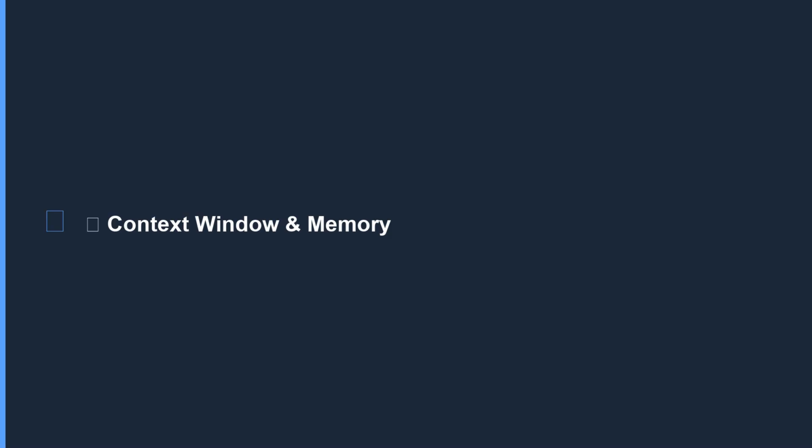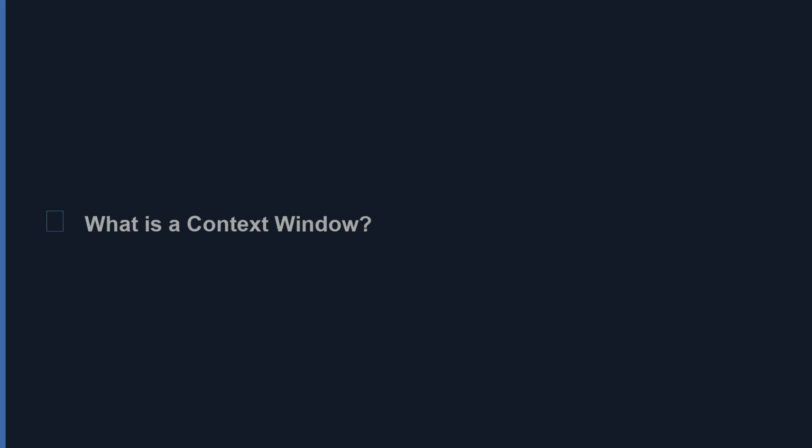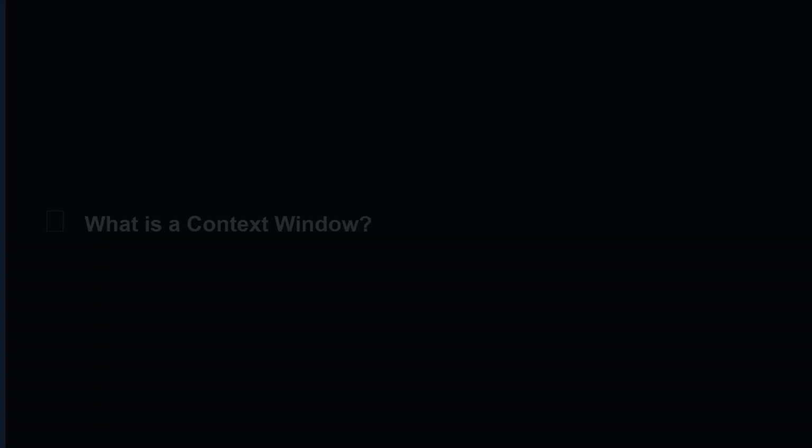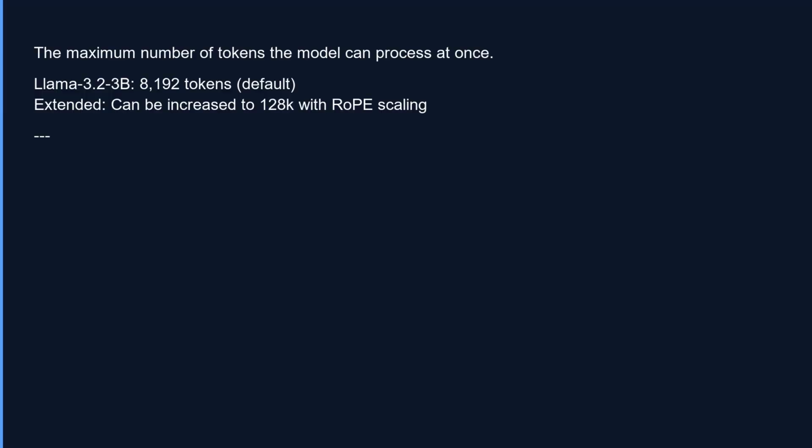Let's now look at context window and memory. What is a context window? The maximum number of tokens the model can process at once. Llama 3.2 3B, 8,192 tokens, default. Extended: can be increased to 128K with rope scaling.